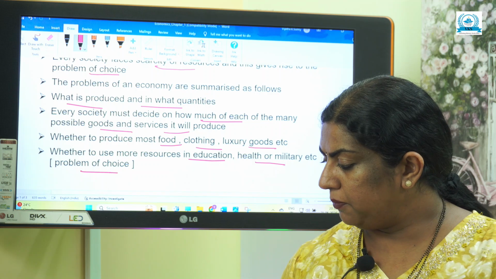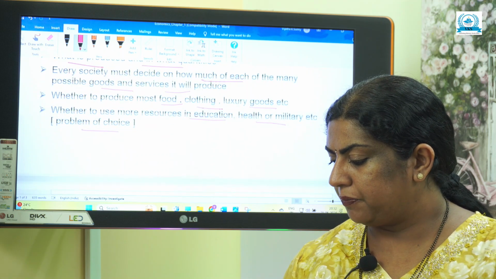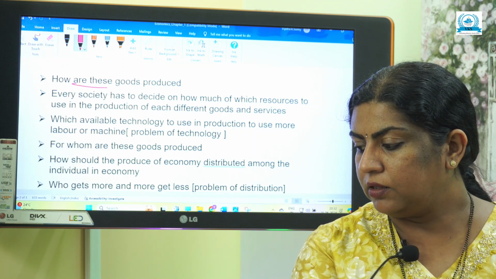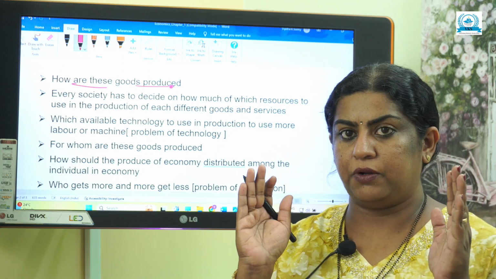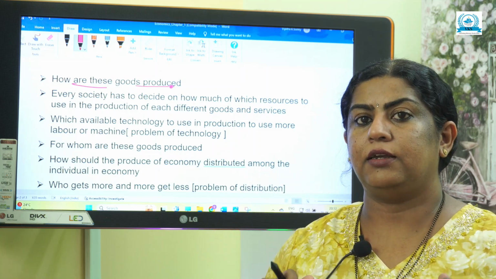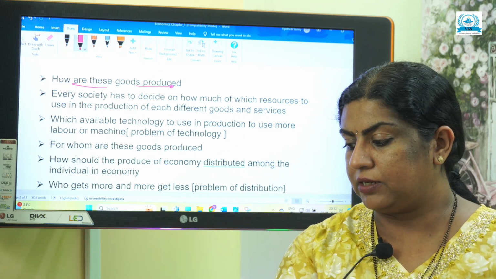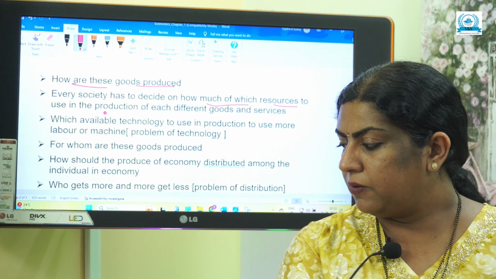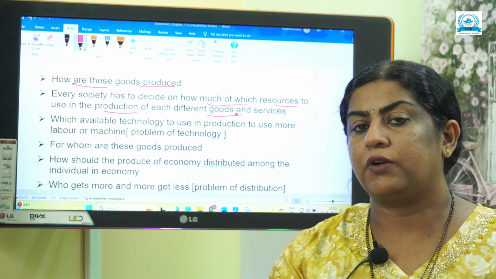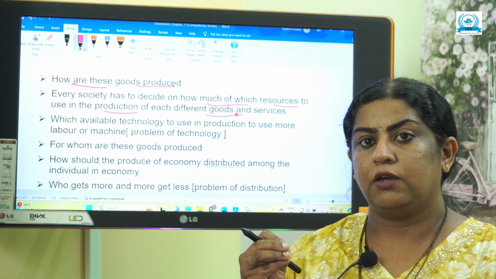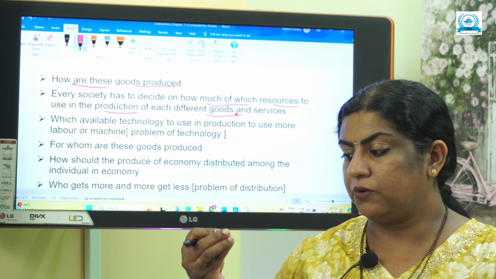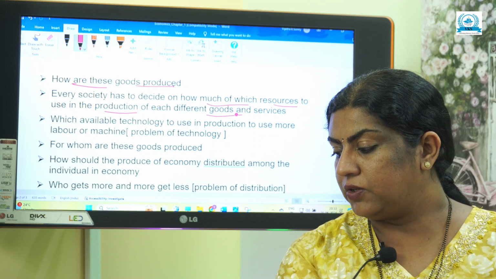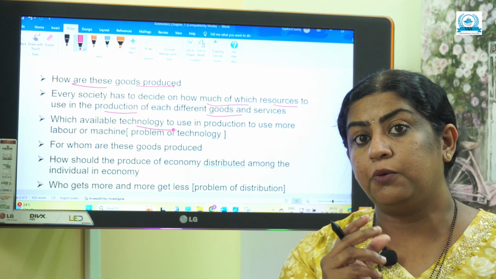Okay, now the second problem is how are these goods produced? So first we have decided what to produce and how much to produce. Now the second issue is how these goods are produced. That is, every society has to decide how much of which resources to use in the production of each different good and service, and what technology should be used. This is the question of how to produce.